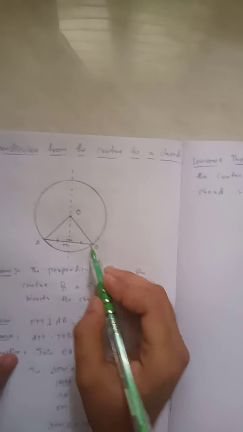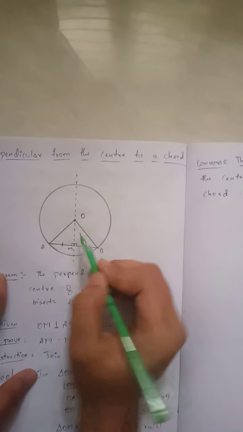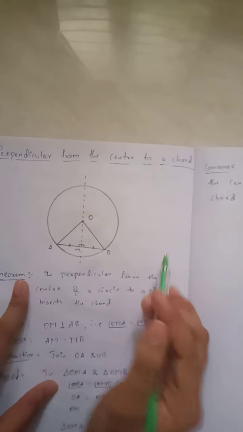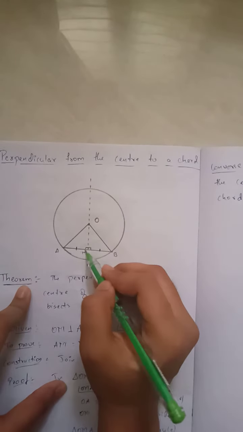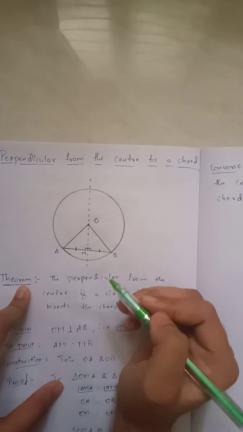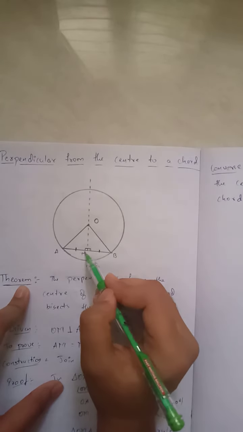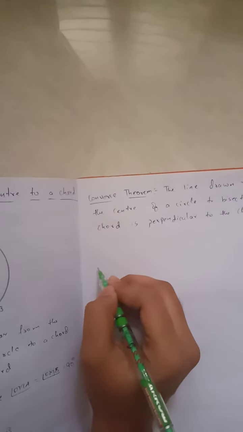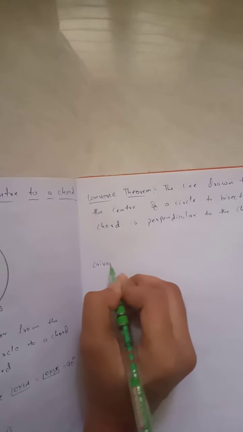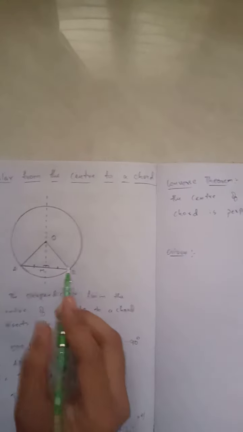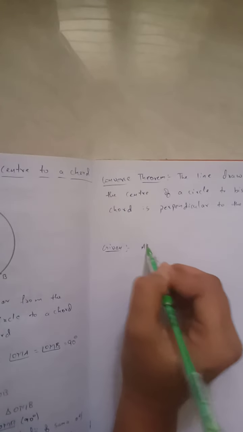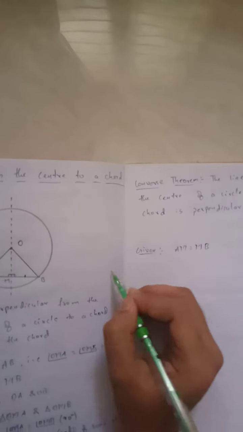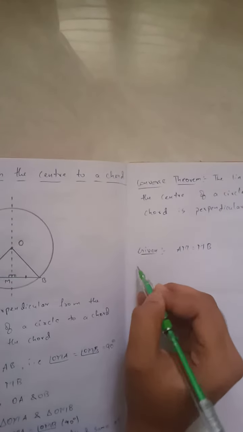The converse theorem is: the line which is drawn and bisects the chord is perpendicular to the chord. The main theorem was stating that if this is perpendicular, the chords are equal. But in the converse theorem, if the chords are equal, the angle is 90 degrees. So we will prove that. And we are given that now the chords are equal, so AM is equal to MB. Now we should prove that OM is perpendicular to AB.